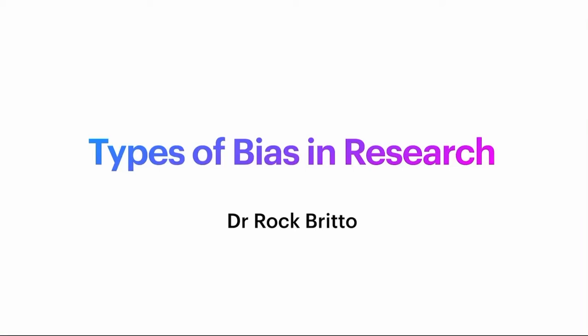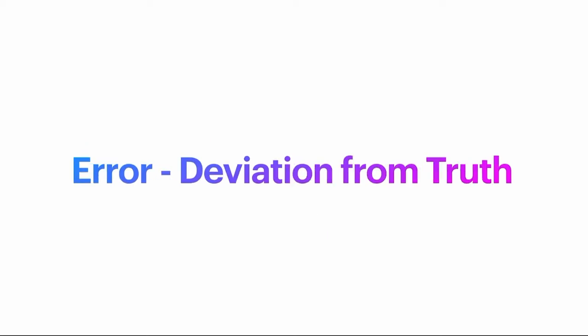Hello all. In this video, we are going to discuss various types of bias in research. Before understanding bias, we should know what an error is. Error is any deviation of study results from truth. Our study result may be aiming at measuring a number or percentage or finding a relationship. So any deviation in any of this will result in error.